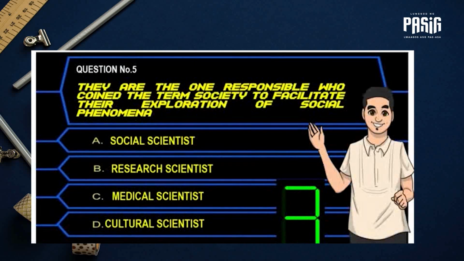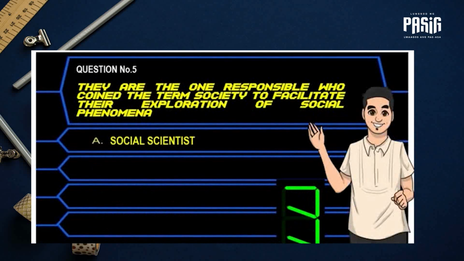Fifth and final question. They are the ones responsible who coined the term society to facilitate their exploration of social phenomena. The choices are A. Social scientist, B. Research scientist, C. Medical scientist, D. Cultural scientist. The correct answer is A. Social scientists.